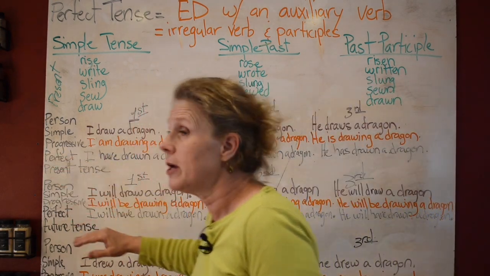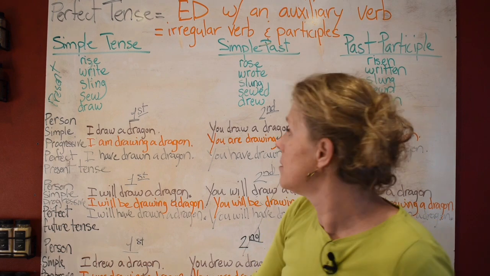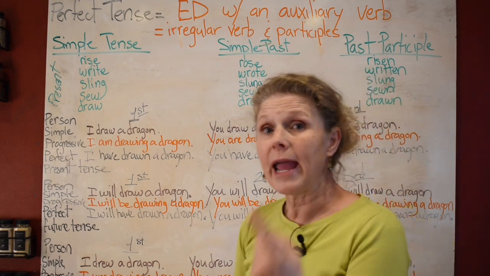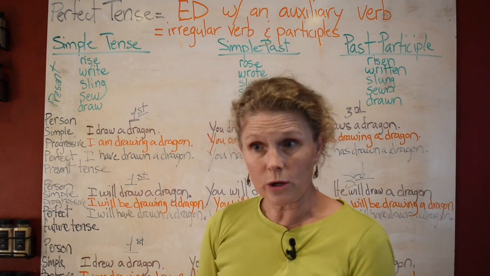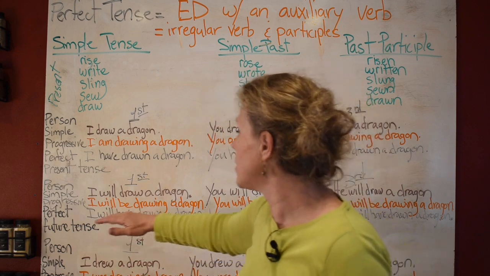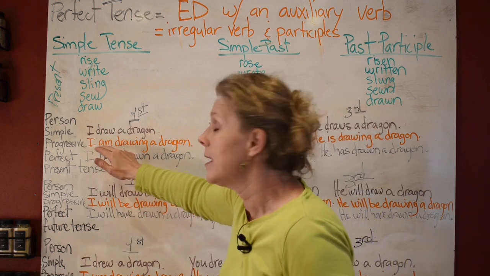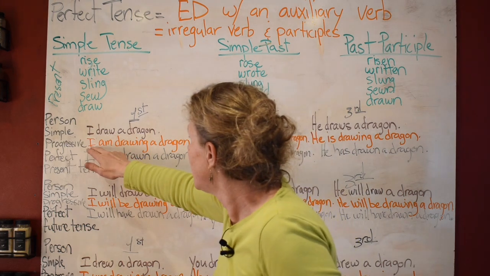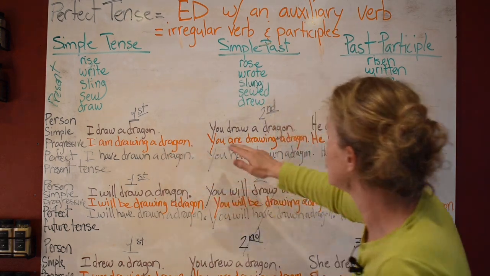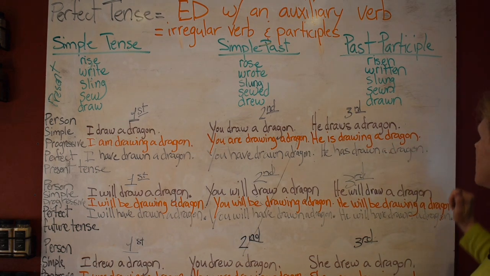Now progressive tense always comes off of the simple tense. All you have to do is add your ing. But you have to have your auxiliary verb. And those are am, is, are, was, and were, depending on if you are in the present tense, past tense, and then will goes with future. Okay, so now since we're in the progressive tense, we're going to use am, are, or is. And then we say, I am drawing with your ing, a dragon. You are drawing a dragon. He is drawing a dragon.